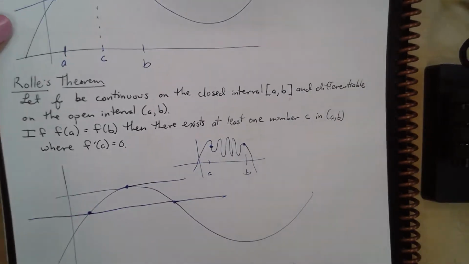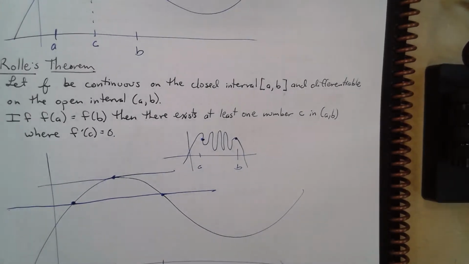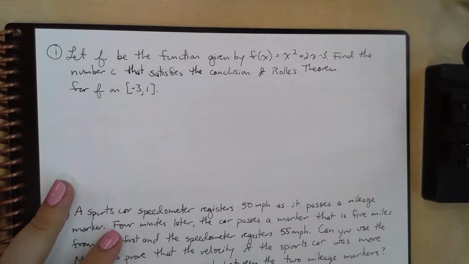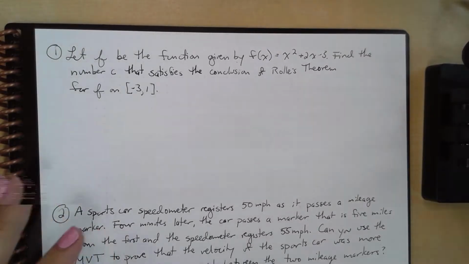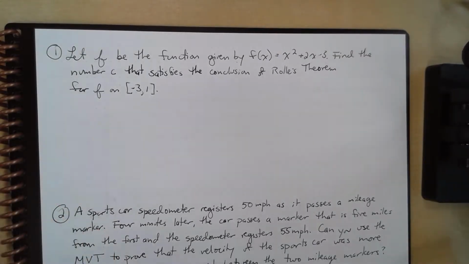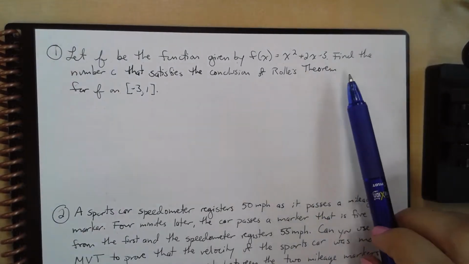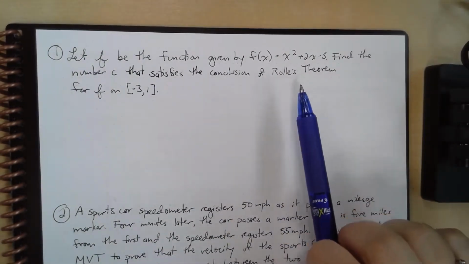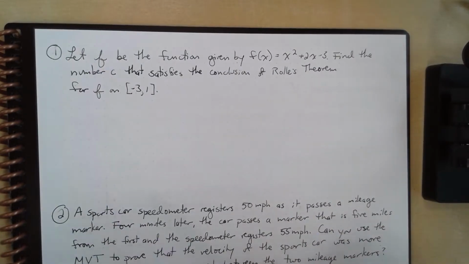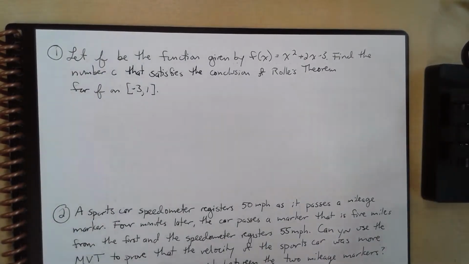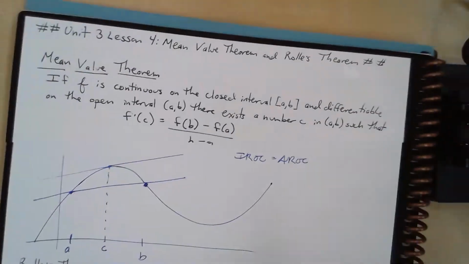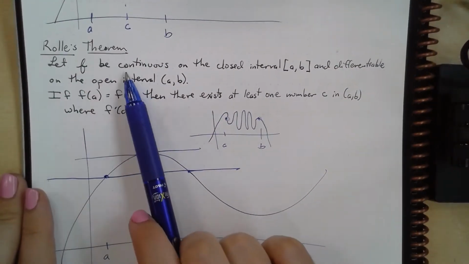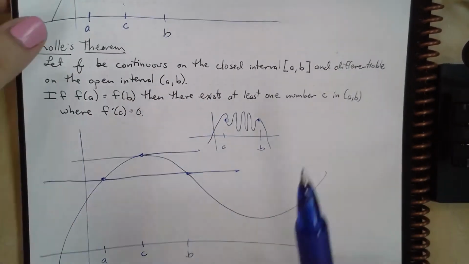All right, so let's actually do some practice here. Let f be the function given by f of x is equal to x squared plus 2x minus 3. We want to find the number c that satisfies the conclusion of Rolle's theorem for f on negative 3, 1. Well, first of all, I'm going to flip back here. We have to decide a few things: is it continuous and is it differentiable?